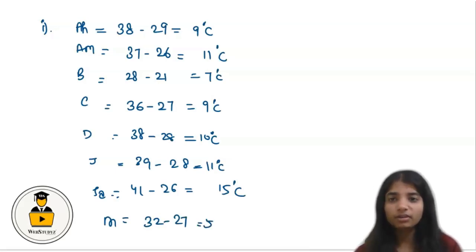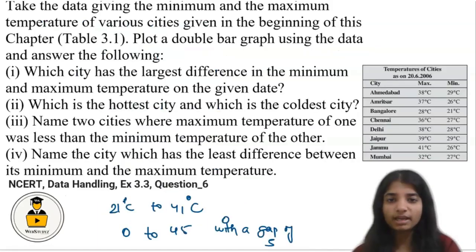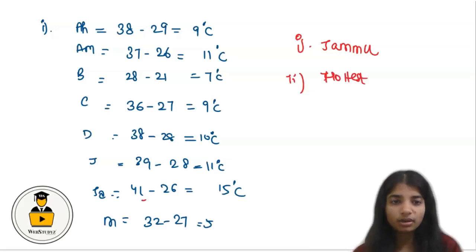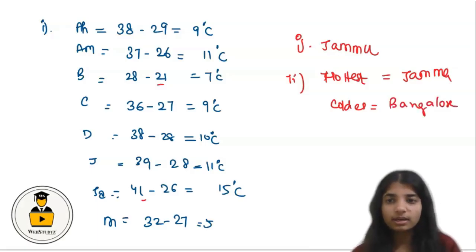So from here we have to find out the city which has the maximum temperature difference. So the answer to the first part is Jammu. In the next part, we have to find out which is the hottest city and which is the coldest city. So again from the graph, we can easily determine the hottest and the coldest city. The hottest city is Jammu because Jammu has the maximum temperature, and the coldest city is Bangalore. Bangalore has a minimum temperature that is 21. So coldest is Bangalore.